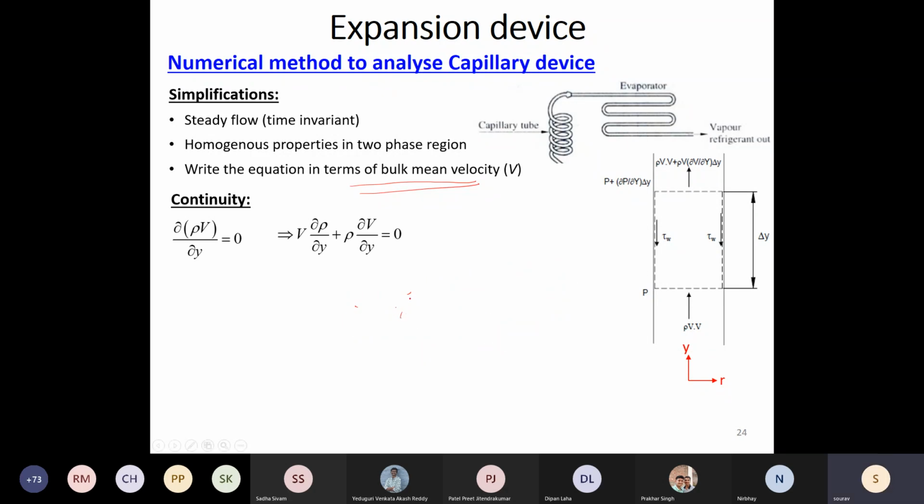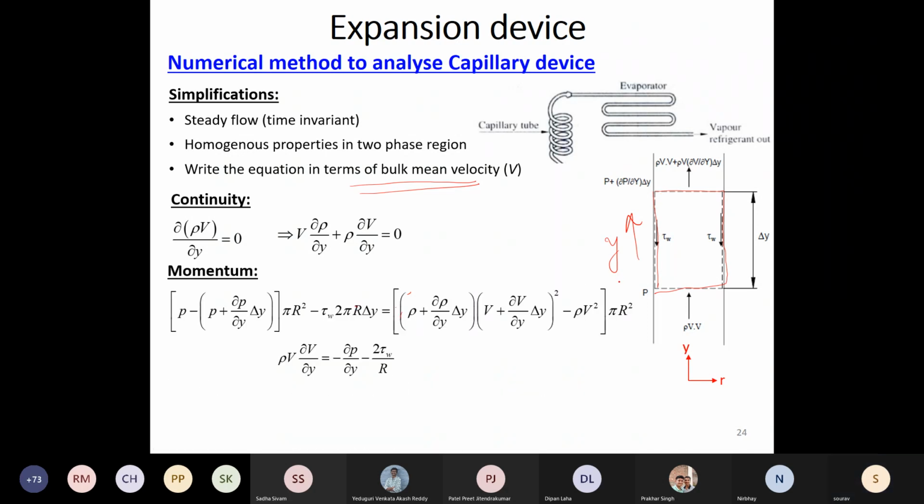Okay, so if you just take a small cut section of the capillary tube, this is that control volume, and you apply your continuity. So here it is y. So y is the direction along the length of the capillary tube. So you apply your continuity equation. You apply your momentum balance.